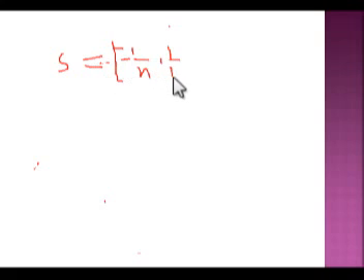Anyway, I'm discussing it. Take S as a subset of R. It is the collection of the intervals minus 1 by n, 1 by n. This is a subset of R. Now, since S is compact, it must have a finite subcover. So I am taking M is finite.